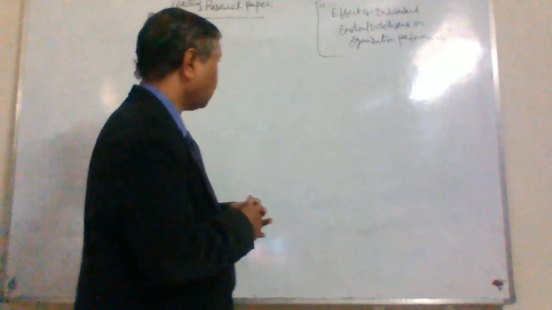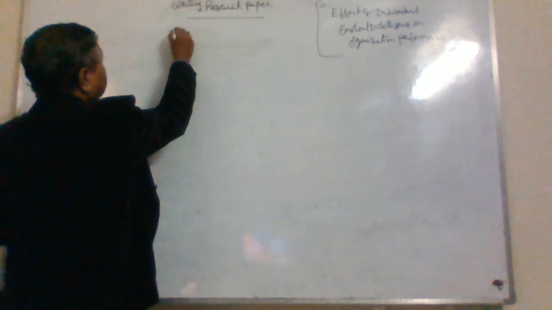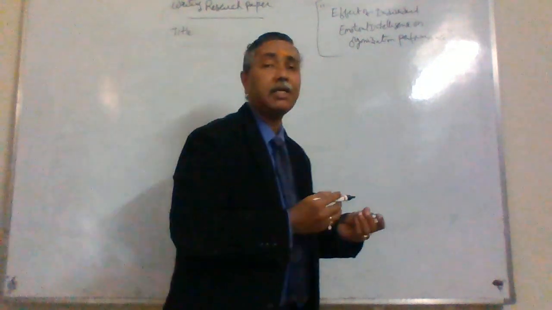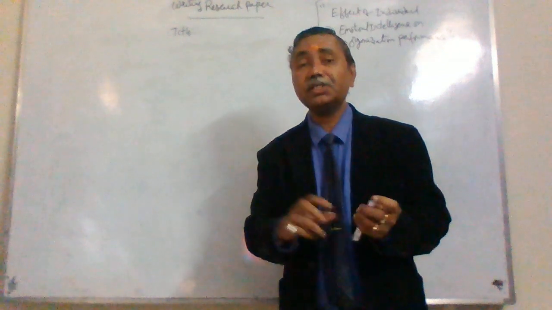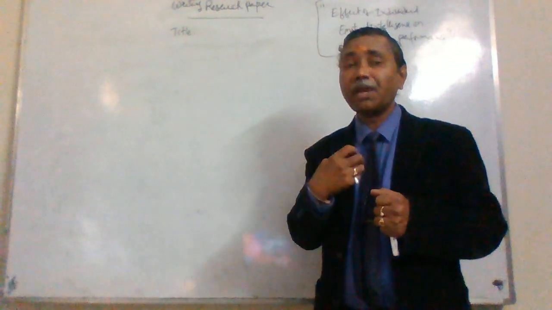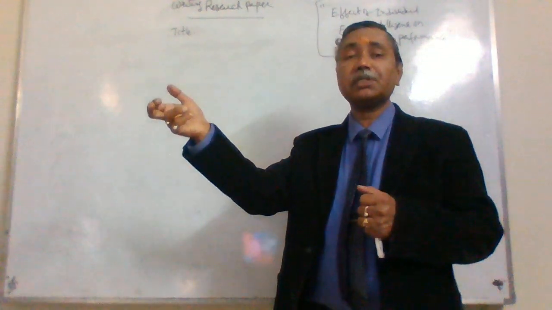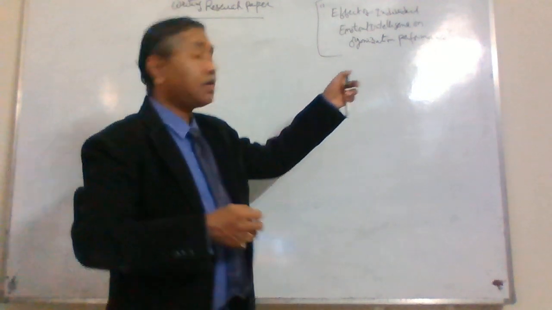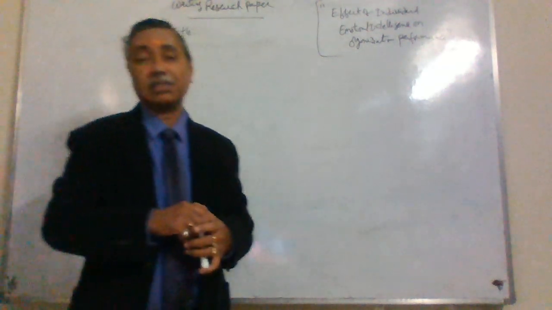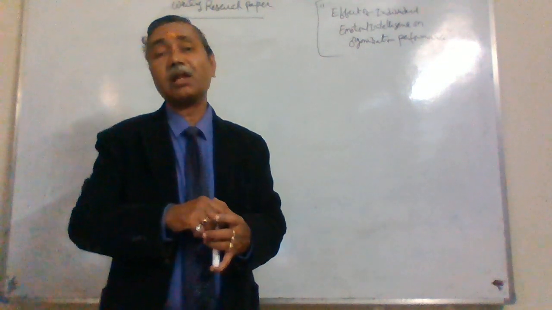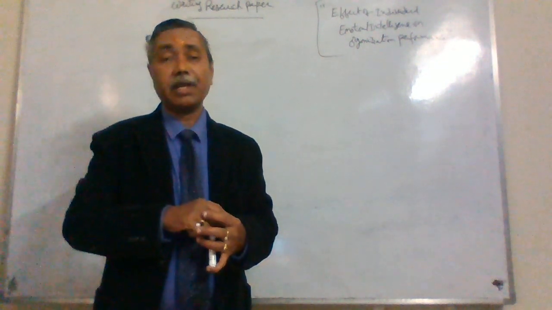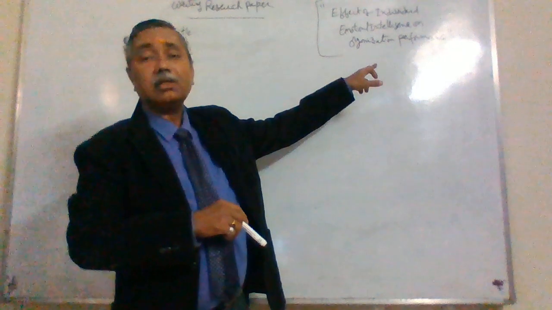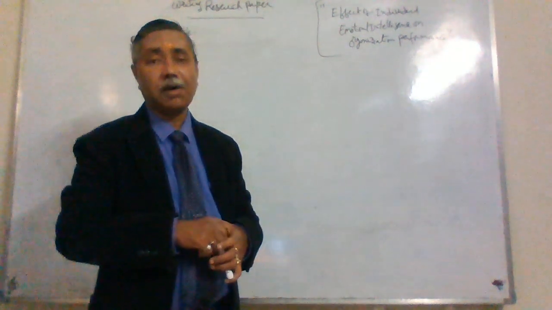First, you should start with the title. It should be catchy. Whatever title you are keeping, by seeing the title, I should be able to tell which area of management it comes in. For example, Effect of individual emotional intelligence on organizational performance. It comes under organizational behavior or HR area, right? OB area, emotional intelligence. So this is one of the title examples.